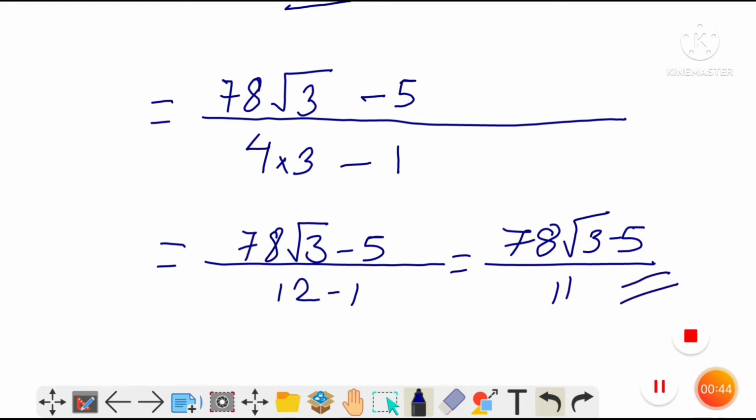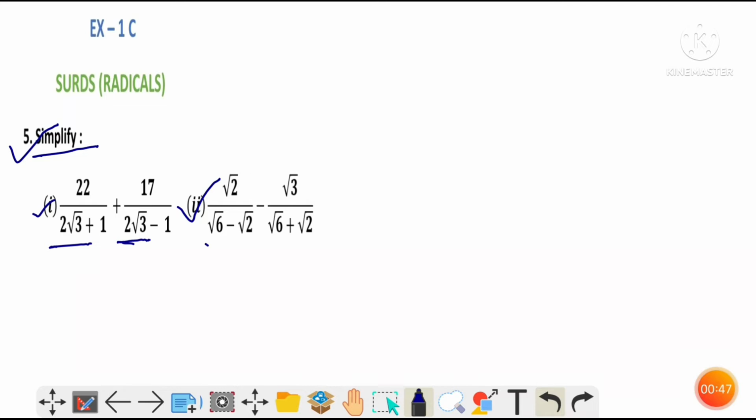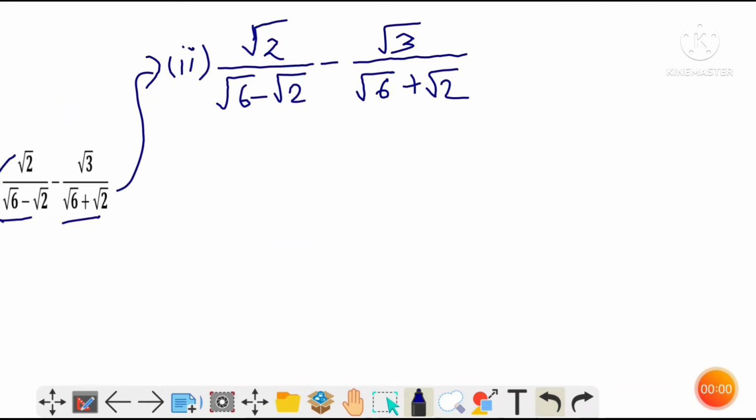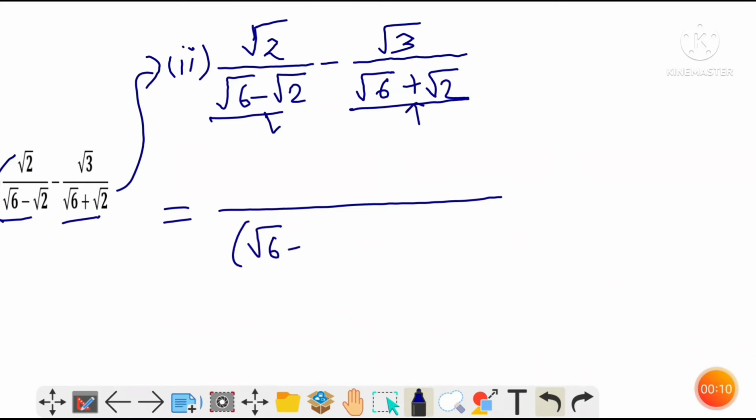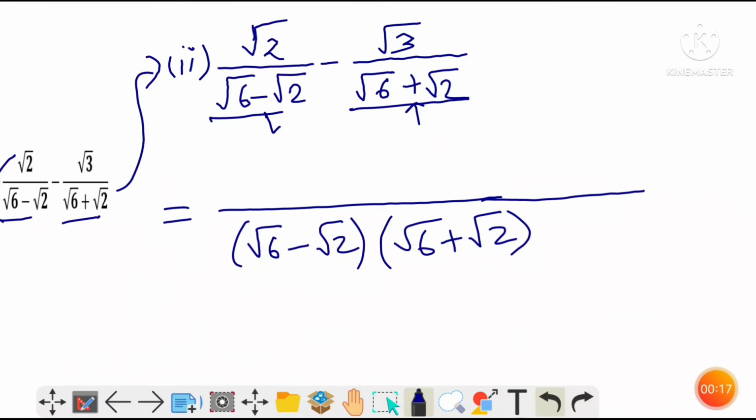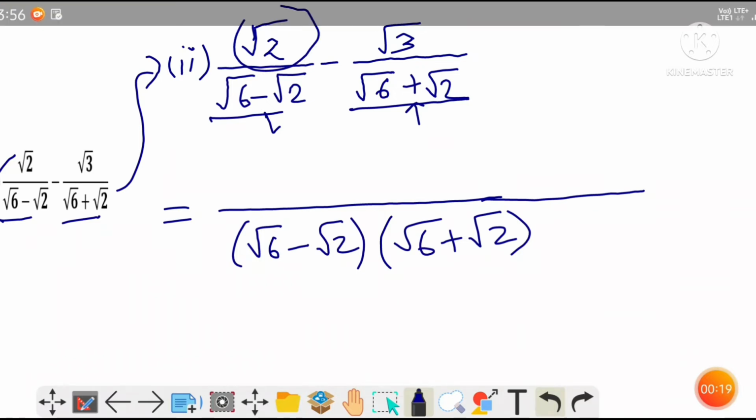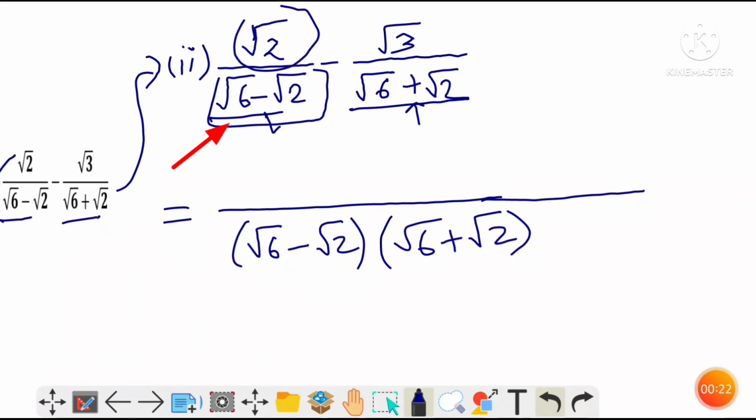That's our answer. Next, question number 2, we have root 6 minus root 2 and root 6 plus root 2 in the denominator. That means we have to take both as the LCM since the sign is different. So root 6 minus root 2 into root 6 plus root 2. Again the same thing. First in the denominator we have root 6 minus root 2, so we'll not take this one, we'll take this one, root 6 plus root 2.